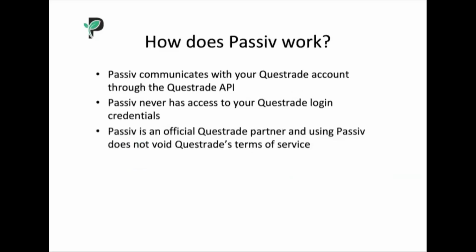And Passiv works by communicating with your Questrade account through Questrade's own API. This means that Passiv never has access to your Questrade login credentials. Instead, you're able to log in through the secure API, and then Passiv will be able to make these trades for you. Passiv is an official Questrade partner, and using Passiv does not void Questrade's terms of service.